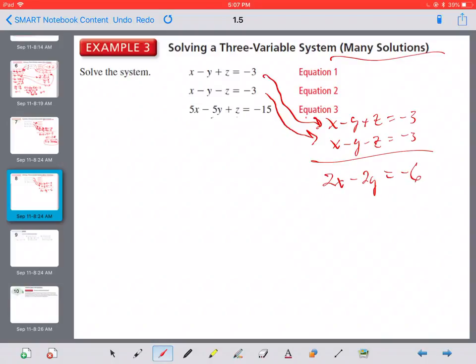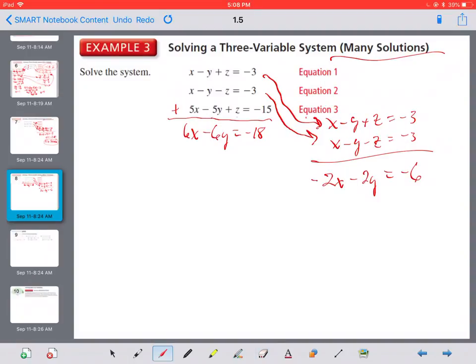Now, let's add together the middle one and the last one. I'm just going to do it right here. They're already stacked on top. X and 5X is 6X. Negative Y, negative 5Y, negative 6Y. Negative 3 and negative 15 is negative 18. Now, I see that 6 and 18, they all have a factor of 3. If I divide them by 3, 6 is 2, 6 is 2, 18 is 6.